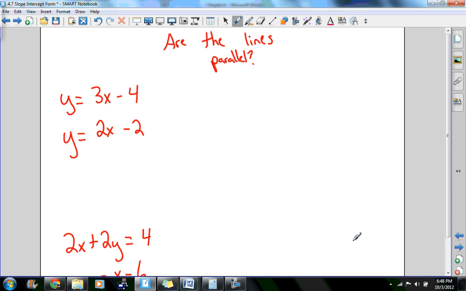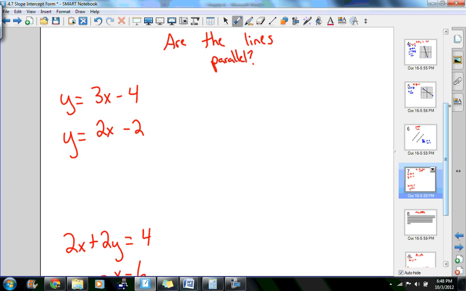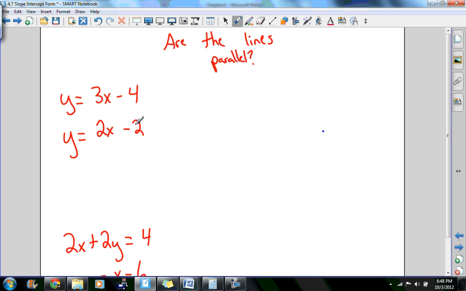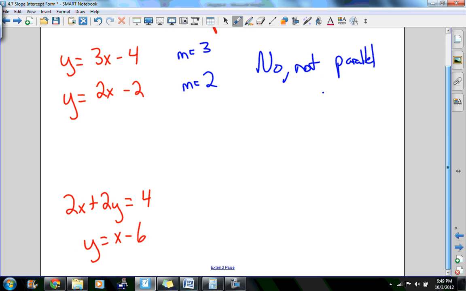So if it asks the question, are these lines parallel? What it wants you to do is figure out if they have the same slope. So for this line up here, the m is 3. And for this line here, the m is 2. So no, they're not parallel. And I never spell parallel right. I think it's right there.